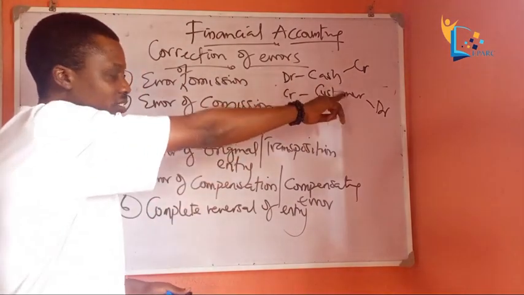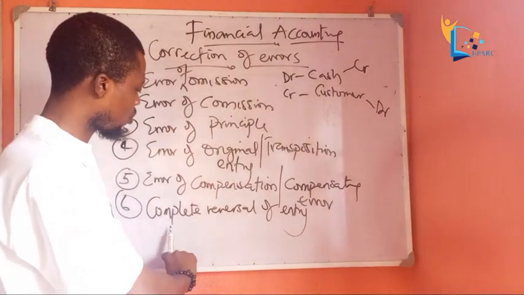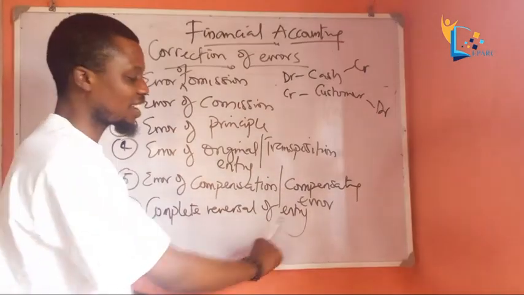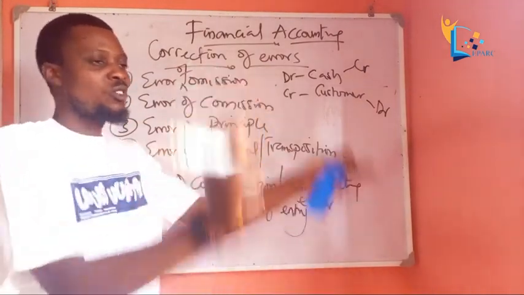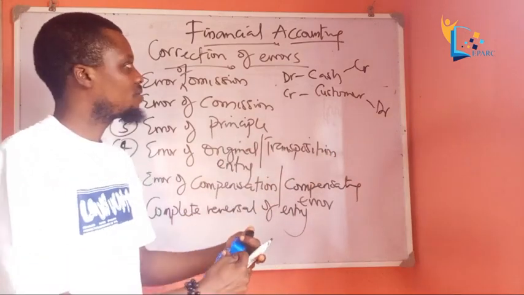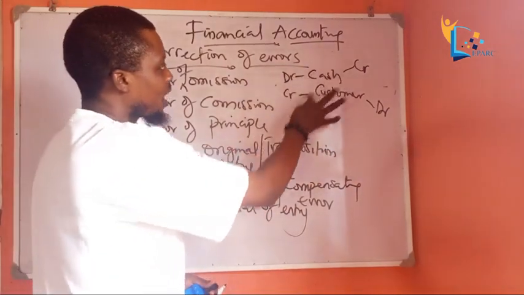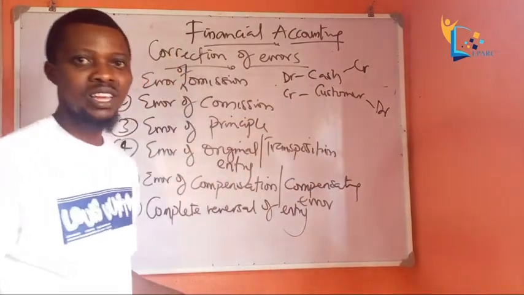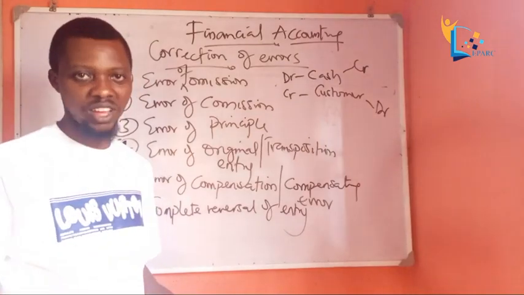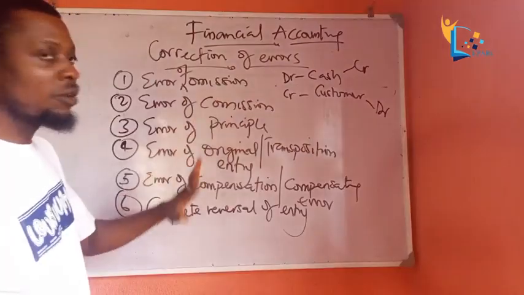So when you do this, you have committed the error known as complete reversal. From the word complete reversal, you reversed everything completely. Instead of you to debit cash book and credit customer's account, you went and credit cash book and debit customer's account. That is complete reversal of what? Of entry. Do you understand? Let me run over again.